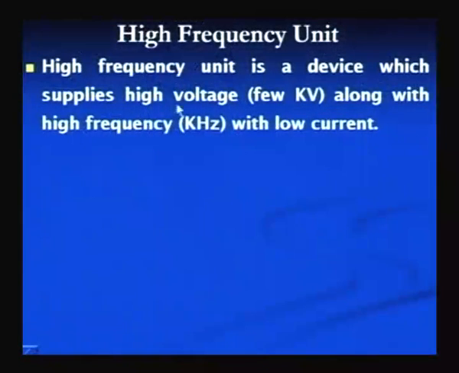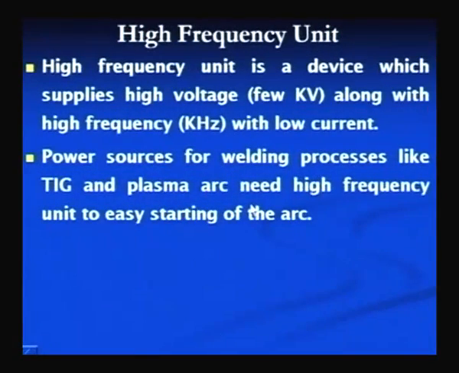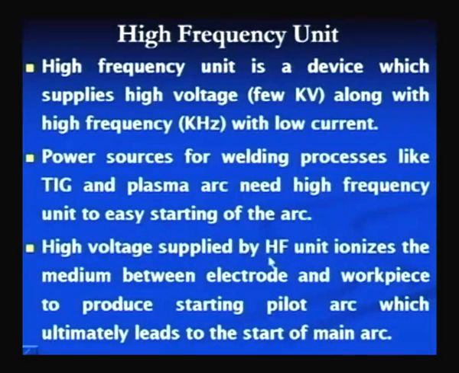The high frequency unit is a device which supplies high voltage along with high frequency and low current. So, this pulse of high frequency and high voltage current is supplied to the power source which is delivering the power to the arc, for reigniting the arc. The power source for welding processes like TIG and plasma arc needs a high frequency unit for easy starting of the arc.